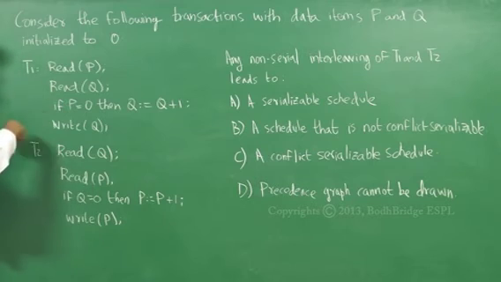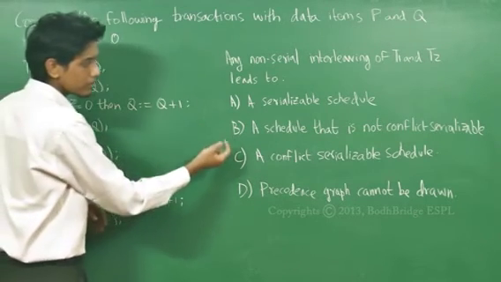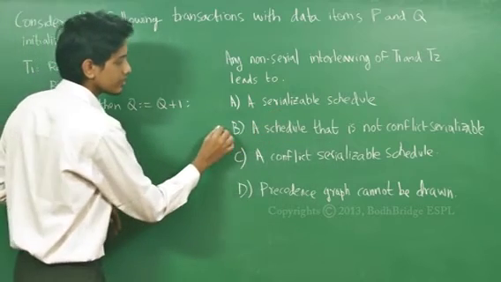Similarly, if T2 starts, we will realize that T2 and T1 are also not conflict serializable. Therefore, option B, a schedule that is not conflict serializable, is the right answer.